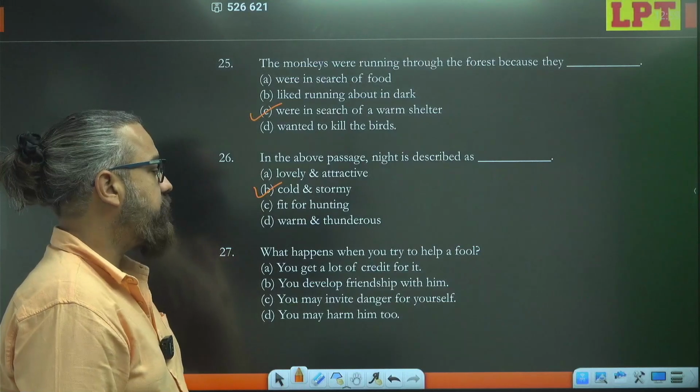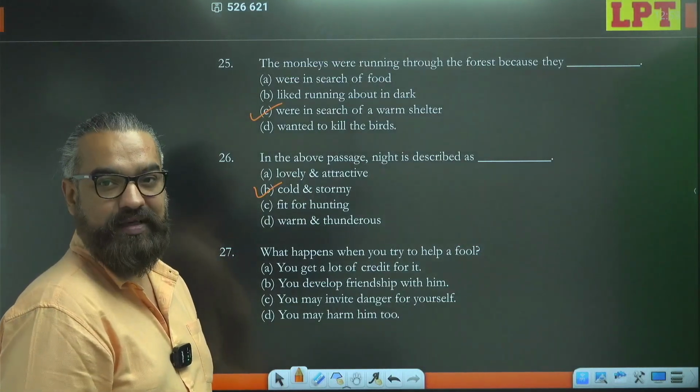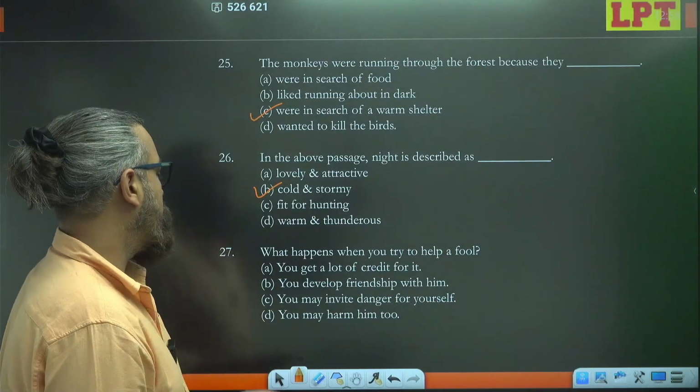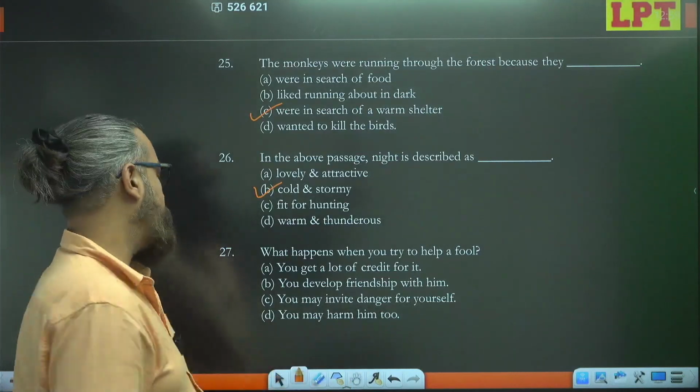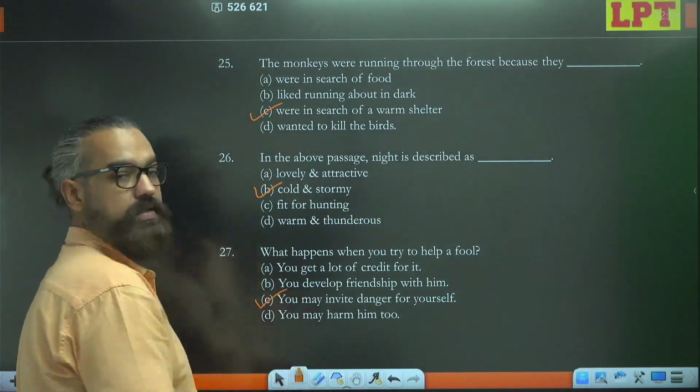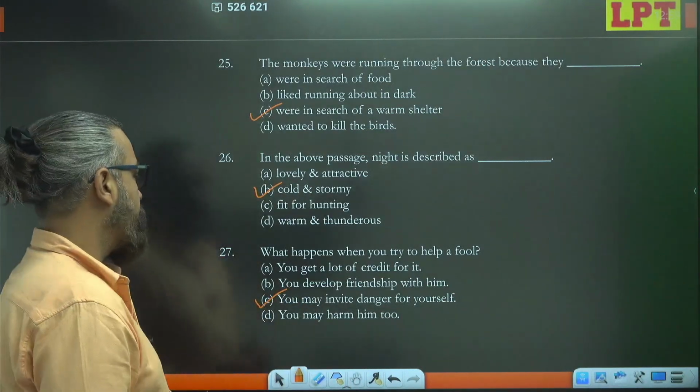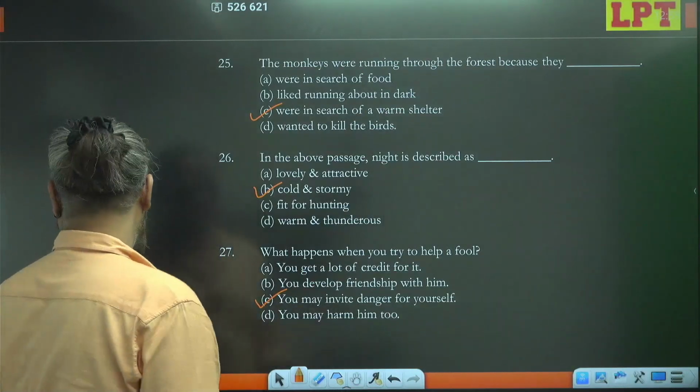What happens when you try to help a fool? The bird tried to help the monkey. What happened to it? You may invite danger for yourself. Direct answer from the passage. Clear? As I said, it's a simple passage, so very, very scoring.